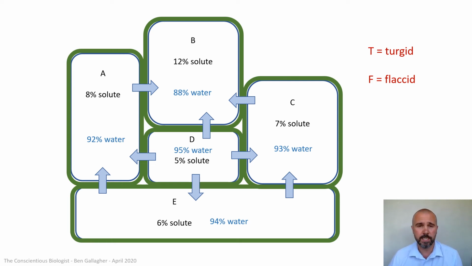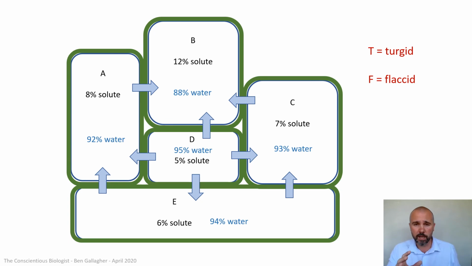Now that's not as easy as it sounds, because you need to think back to the stuff that we talked about in the diffusion presentation, the first transport through membranes presentation, and we need to consider the concentration gradients. So let's look at cell A to start with, the one over on the furthest side there. It's 8% solute, it's 92% water. Well, you can see the arrows on there. It's gaining water from cell E and cell D, and it's losing to cell B. So you might automatically think, well, it's gaining twice, it's losing once, therefore it's gaining more than it's losing. If it's gaining more, it's going to increase in water, increase pressurized, and it's going to become turgid.